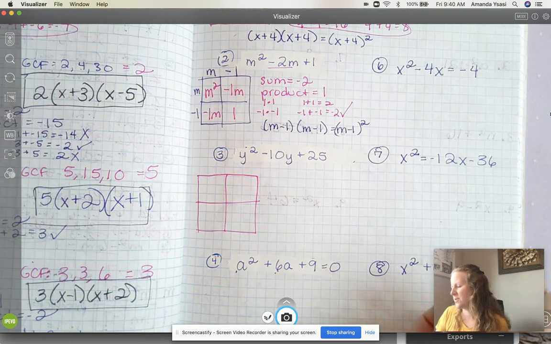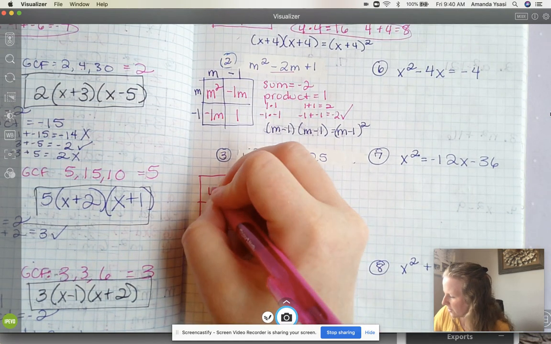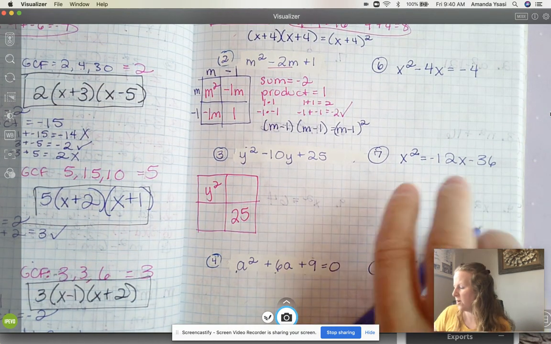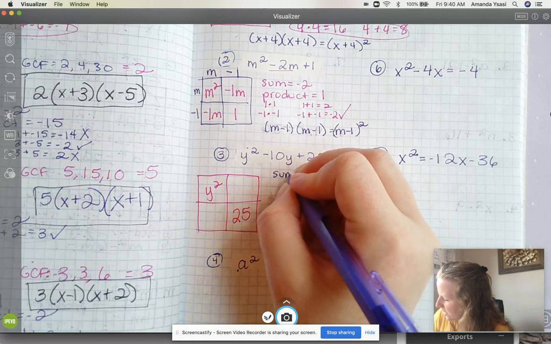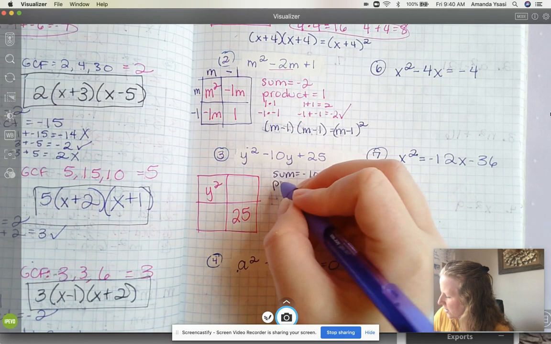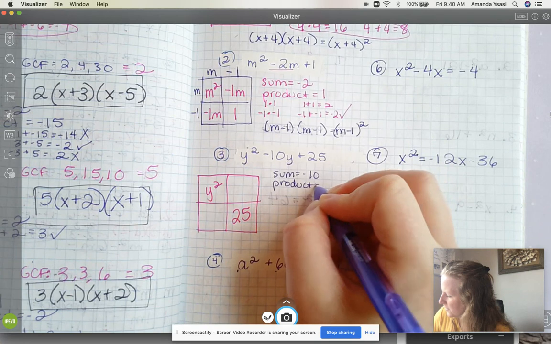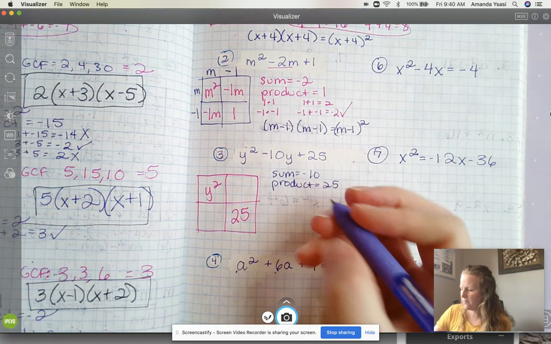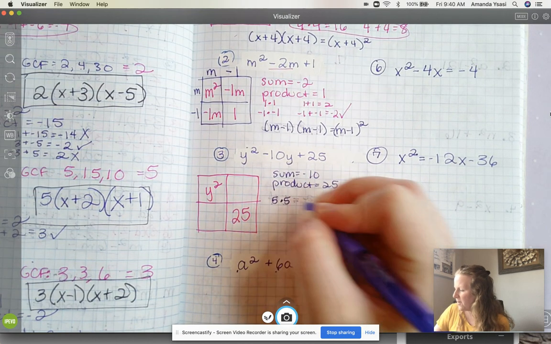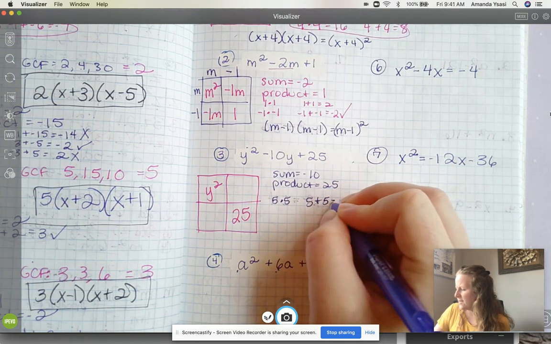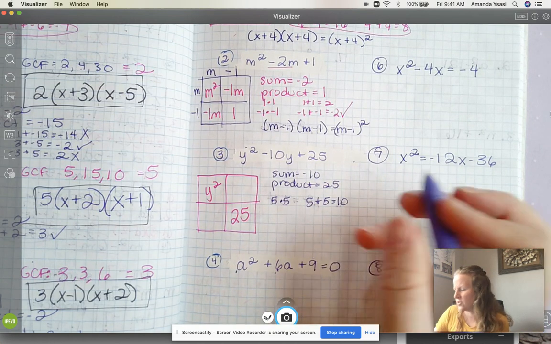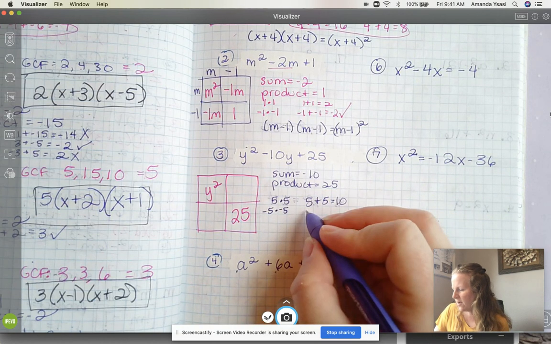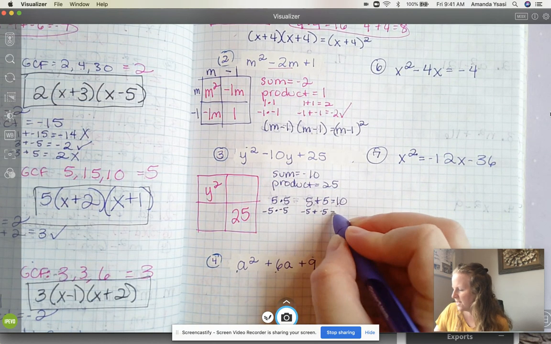All right, the next one, y squared minus 10y plus 25. So we know we have y squared here. We know we have 25 here. So we want the sum of negative 10 and the product of 25. The product to get 25 is 5 times 5, right? But if I add those, it's a positive 10. So I'm going to have to change them. Negative 5 times negative 5 gets a positive 25. Negative 5 plus negative 5 gets a negative 10.